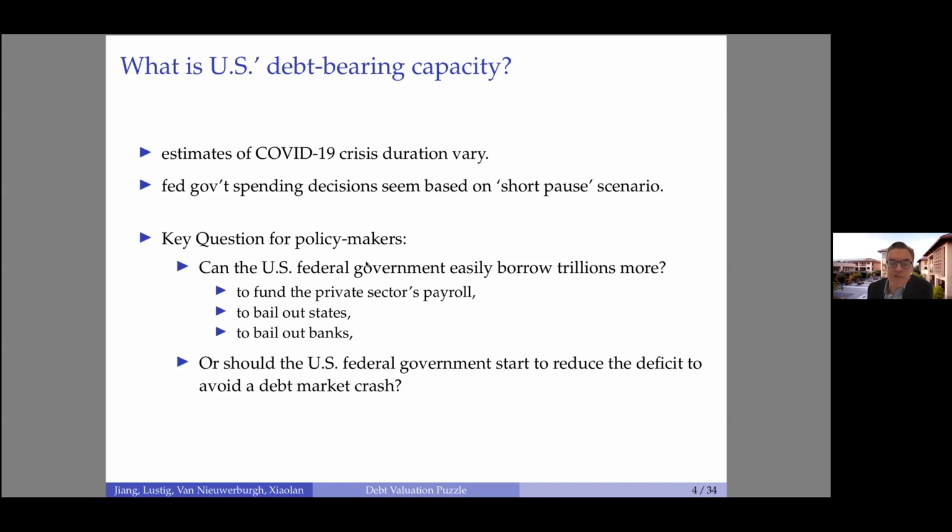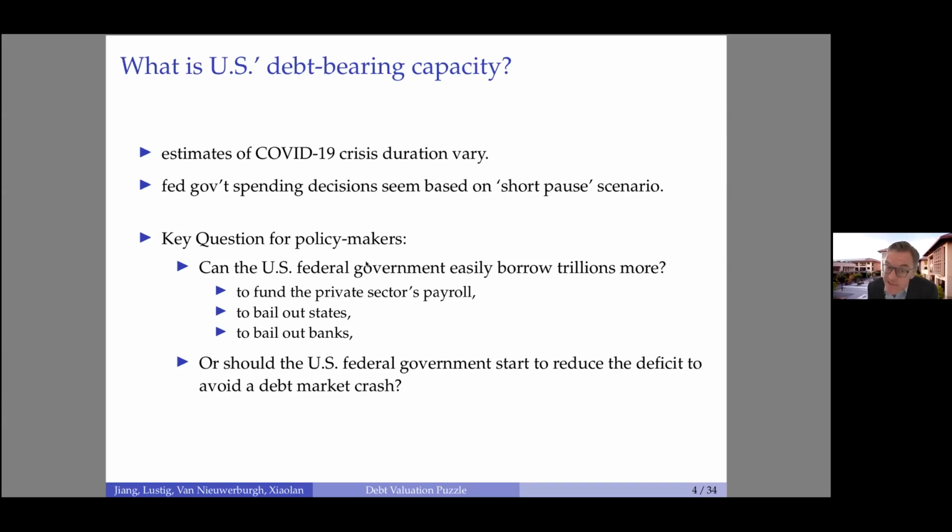But in the absence of a vaccine, this crisis could easily last for more than a year, perhaps a couple of years. And right now, it seems like the federal government spending decisions seem based roughly on a short pause scenario. That is, the economy is in freeze status because people were forced to stay at home, but once those measures are relaxed, the economy will resume.